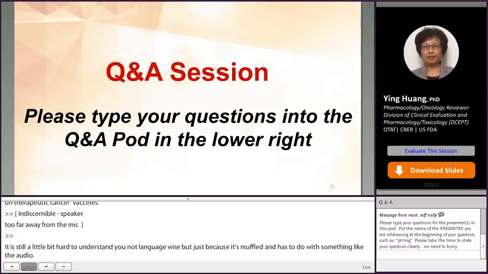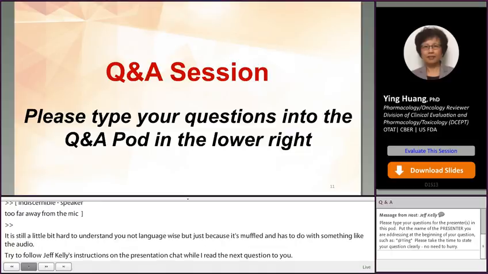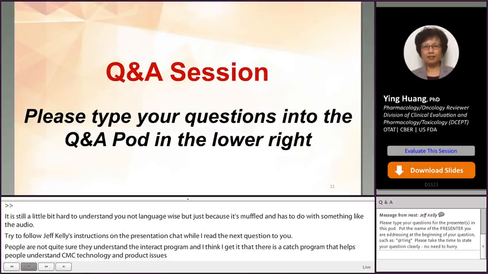So people are not quite sure they understand the INTERACT program, and I think I get it. There's a CATS program that helps people understand CMC, technology, product issues, and then the INTERACT program is more for these questions that you just discussed. But maybe you could go over that and just clarify that a little more, the INTERACT versus the CATS and versus a pre-IND program.